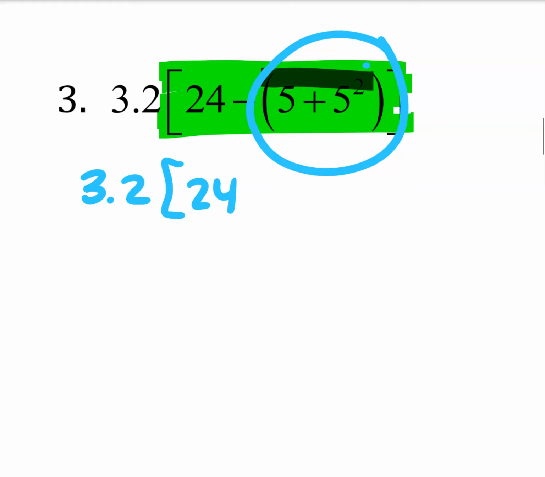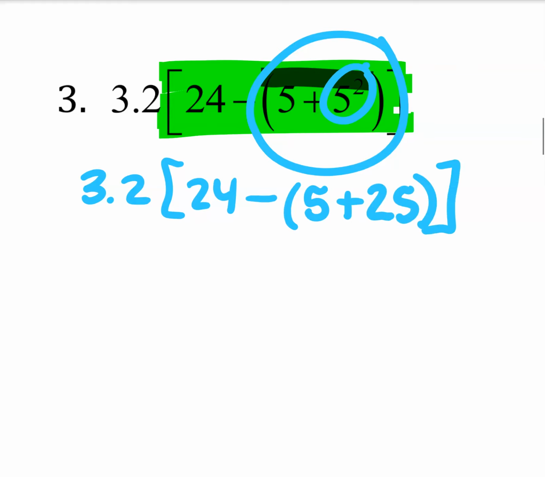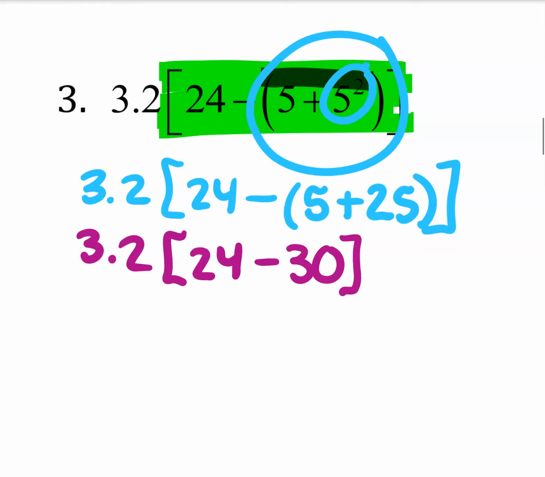Now inside, or minus, sorry. Now inside I have 5 and I have this exponent right here. Let's take care of the exponent first. So 5 plus 5 squared, so that's 5 times 5, which is 25. Bracket. Now I still have the baby parentheses inside, so I'm going to work on those first. So I'm going to leave everything else. 3.2 bracket 24 minus 5 plus 25, that's 30. So I'm going to write 30. And then do you see how I dropped the baby parentheses? It's because I did everything inside. I combined the 5 and the 25, so there wasn't anything else left in there.